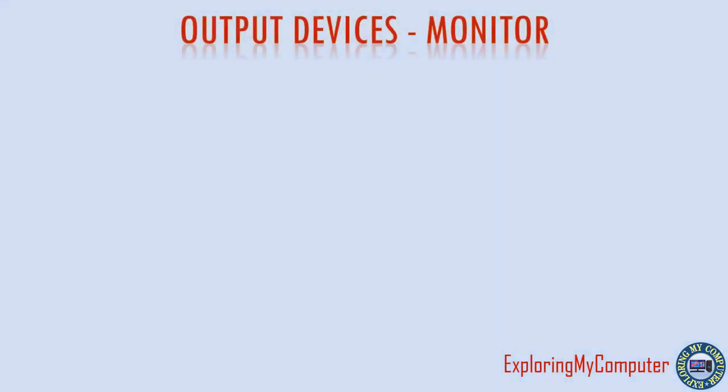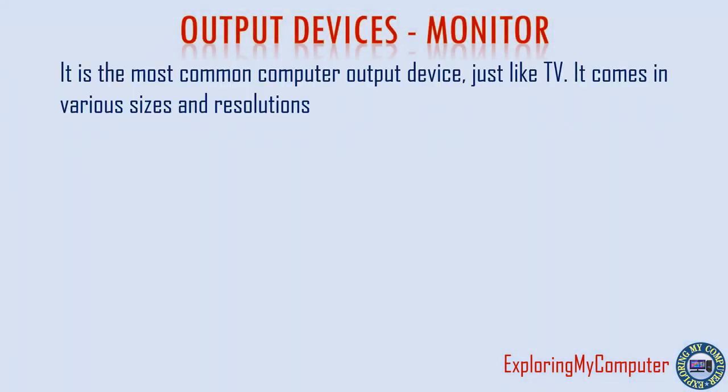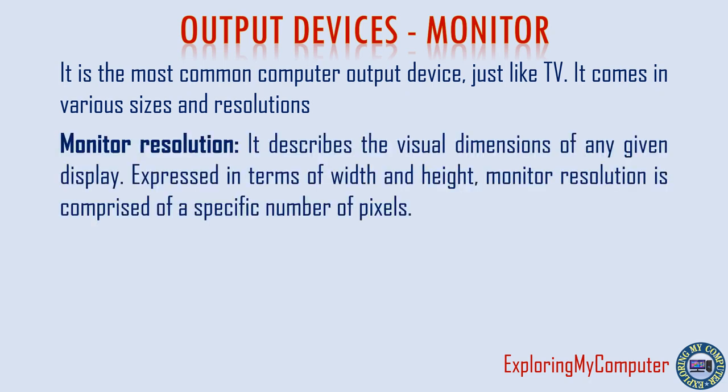Monitor. The most common computer output device. Just like a TV, it comes in various sizes and resolutions. Monitor resolution describes the visual dimensions of any given display. Expressed in terms of width and height, monitor resolution is comprised of a specific number of pixels.